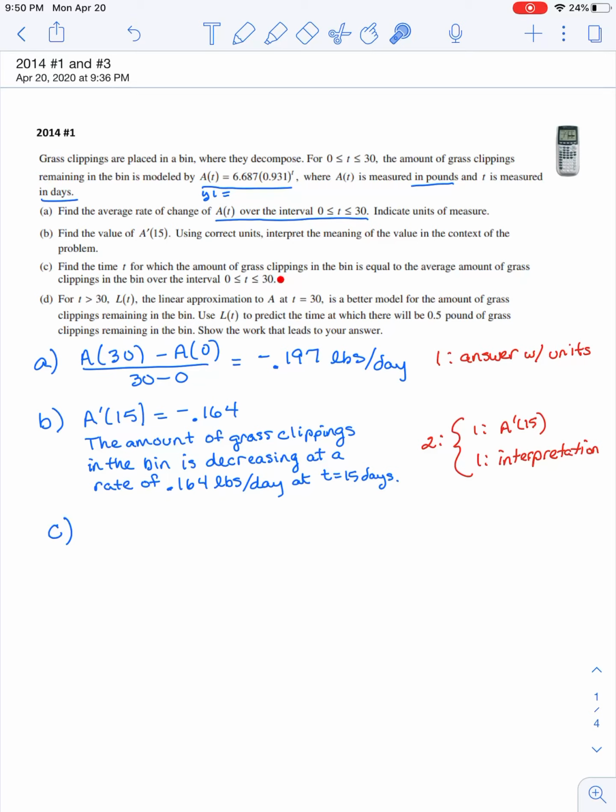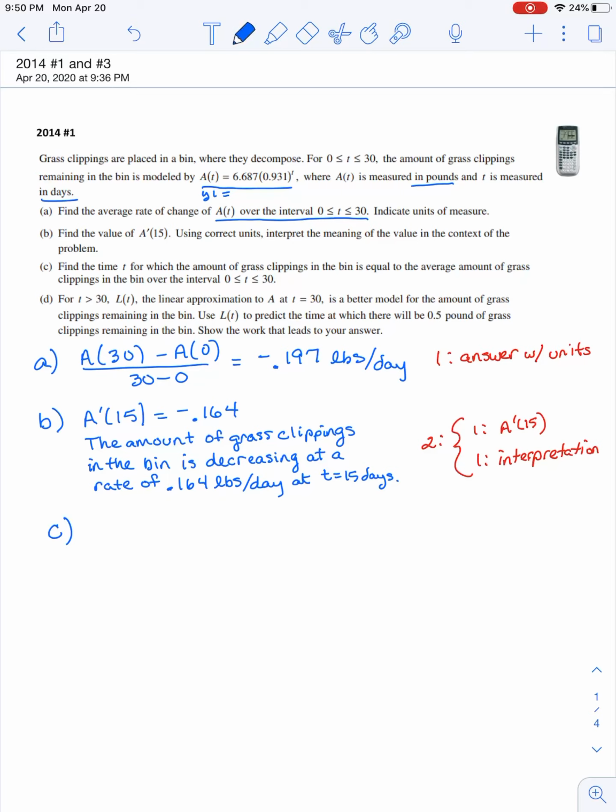In part C, we're asked to find the time t for which the amount of grass clippings in the bin is equal to the average amount of grass clippings in the bin over the entire interval from 0 to 30. The average amount of grass clippings in the bin. Now that's really difficult sometimes for people to think about, what are they asking me? What do they want me to find?